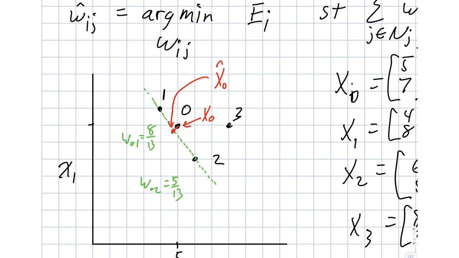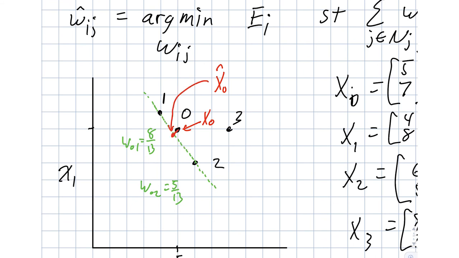And with the case with k equals 2, they could only pull along this line here. But as soon as we introduce x3, and let me clean up the picture here, as soon as we introduce x3, then this point 1 can pull along this line here, point 2 can pull along this line here, and point 3 can pull along this axis here. And we can actually compute a perfect solution for our three W's now, W01, W02, W03, such that x0 hat and x0 align with one another. So think of this as a two-dimensional tug of war, so to speak.